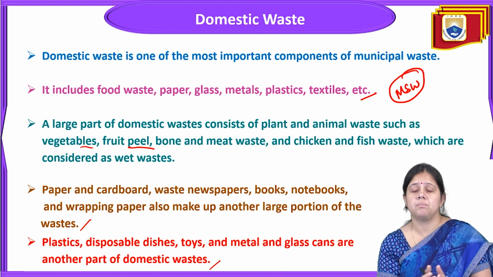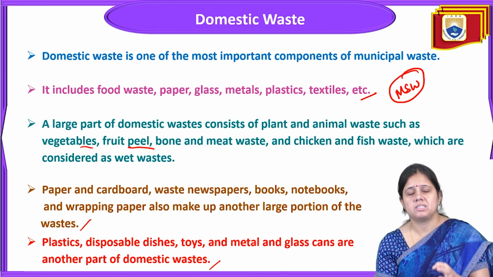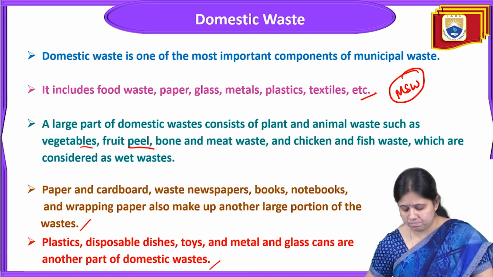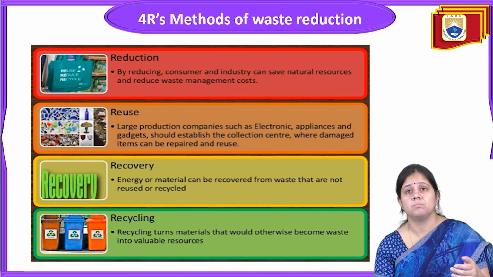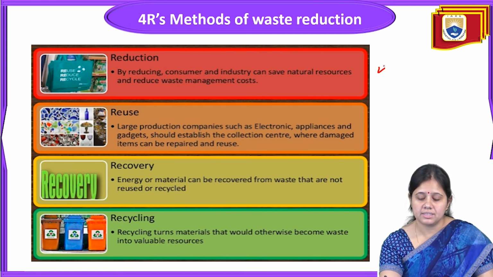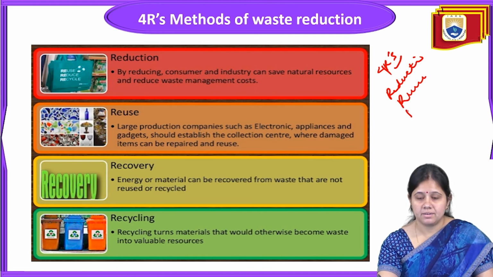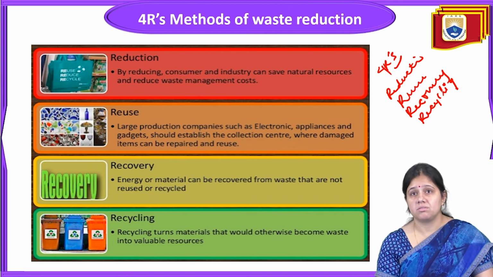So we have to think about its nature. This domestic waste is mainly organic waste, some paper waste is also there, and some plastic waste is also there. So we have to think about its proper management. For this municipal solid waste, this urban waste, we can use the 4R method for waste reduction. The 4 R's are reduction, reuse, then recovery, and then recycling. So these are the 4 methods we can use for the proper management of this domestic waste.